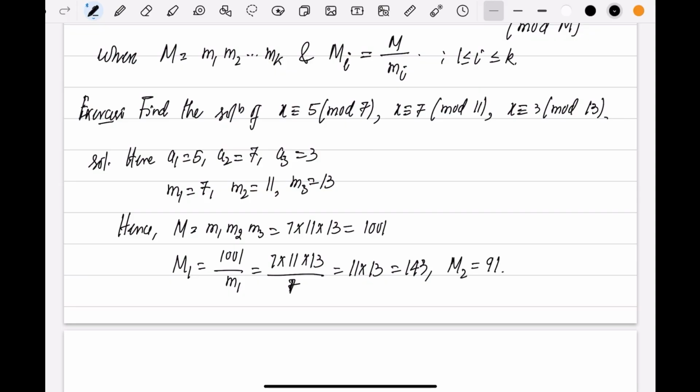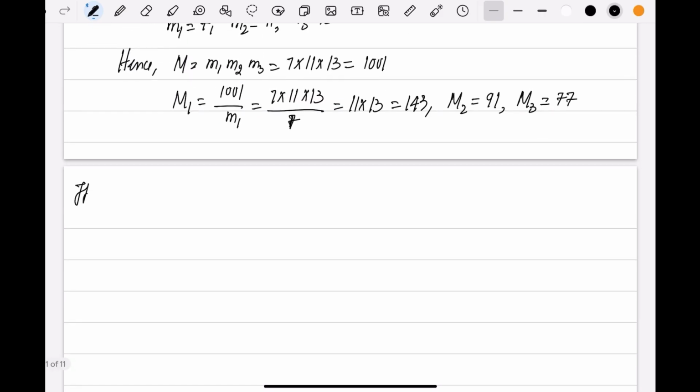Similarly, we calculate m2 as 91 and m3 as 77. So m2 is equal to 7 into 13 and m3 is 7 into 11. So therefore we can write down the solution.